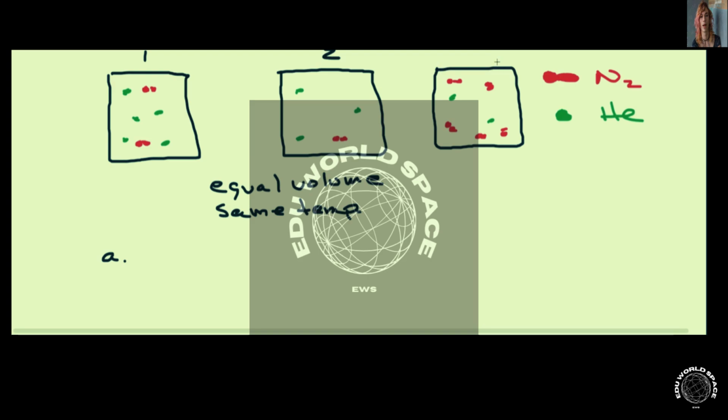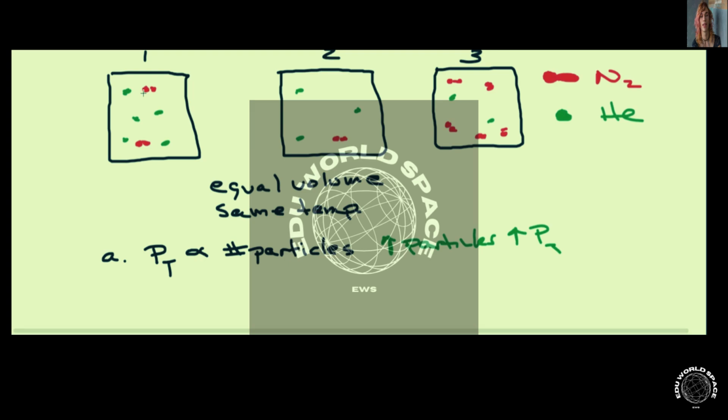So if we wanted to know about the total pressure of the system, well, if the volumes are the same, the total pressure is going to be proportional. That little alpha means proportional to the number of particles in the system. So more particles, more pressure. And so let's take a look at the number of particles.